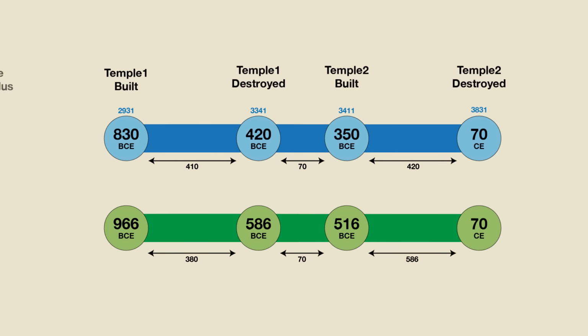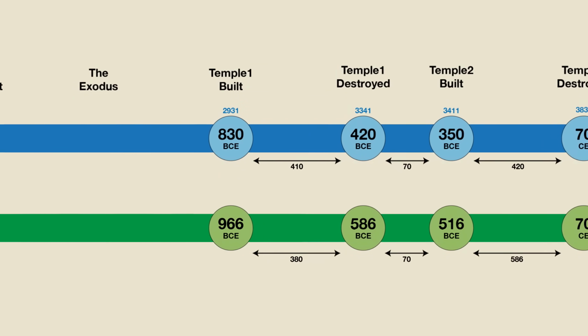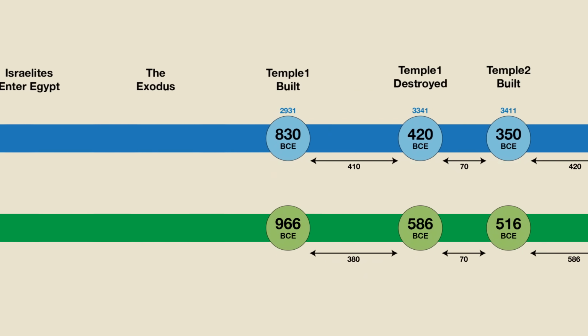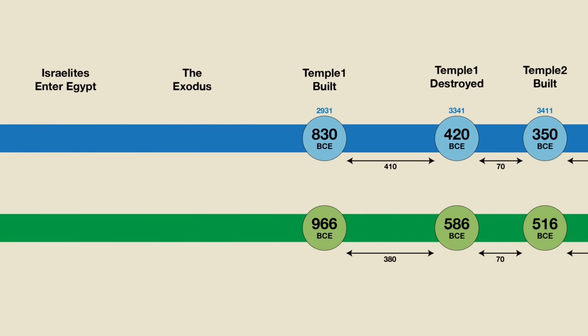Okay, with that said, let's now come up with some creation dates, using 830 and 966 BCE as our starting points. Working backwards, we know, based on 1 Kings 6 verse 1, that the Exodus occurred exactly 480 years prior to the construction of the first temple. So that gives us a Jewish date of 1310 BCE and a Christian literalist date of 1446 BCE.